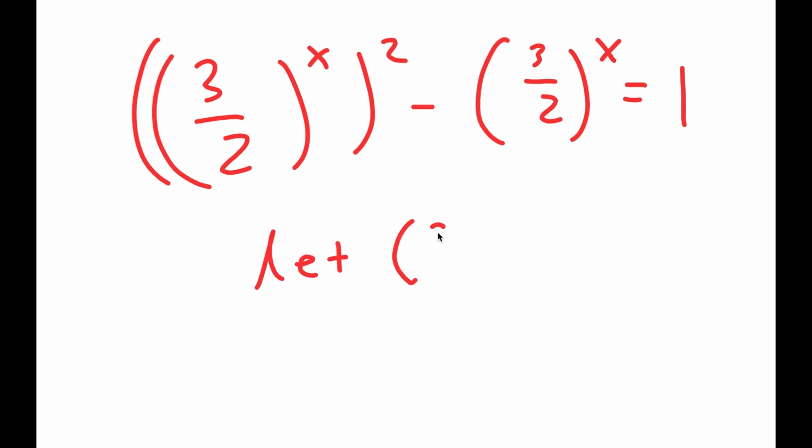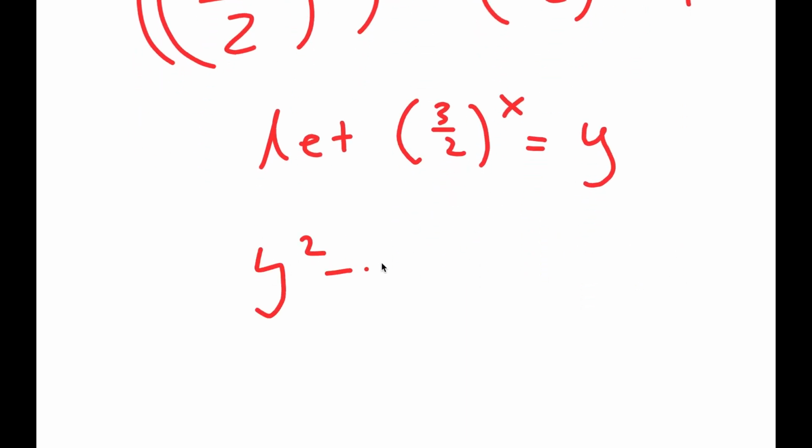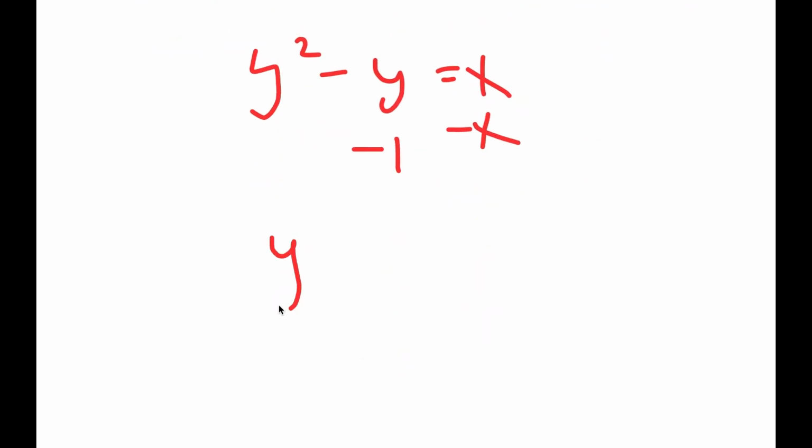Now I'm going to let 3 over 2 to the power of x equal to the variable y. So I get y squared minus y is equal to 1, and if I subtract 1 on both sides, I get y squared minus y minus 1 is equal to 0.